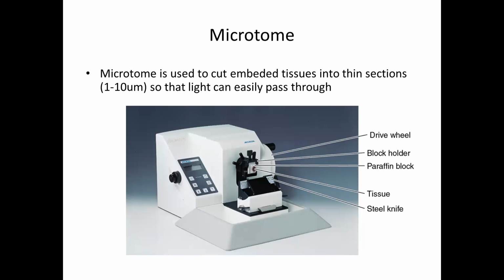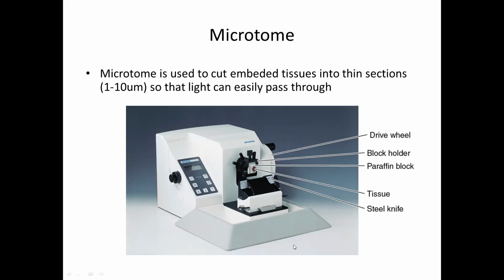So if you can take a section that is so thin that you get only one layer of cells, then light can pass easily through it and you can see all the structures. If it becomes too thick, then there will be several layers of cells and the structures will fall on top of each other and it will be difficult to see.